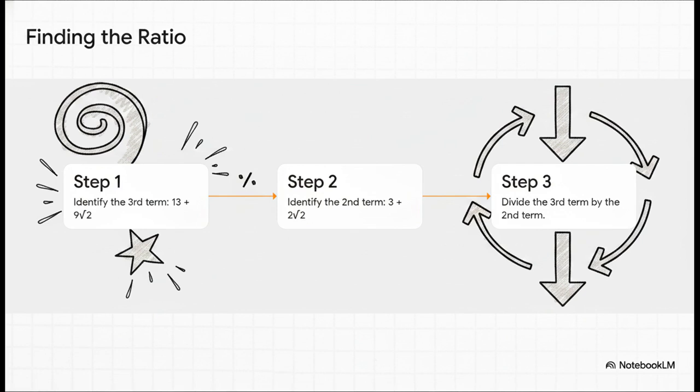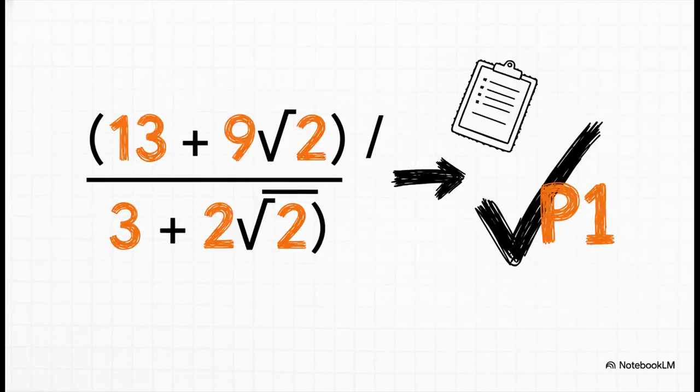You've got to divide the third term by the second term. And believe it or not, that's it. That's the first mark. Just by writing this down, just setting up the division like this, you're proving you've understood the question. The mark scheme calls this a P1 mark, a process mark, and you've just earned it. See? We're already on the board.